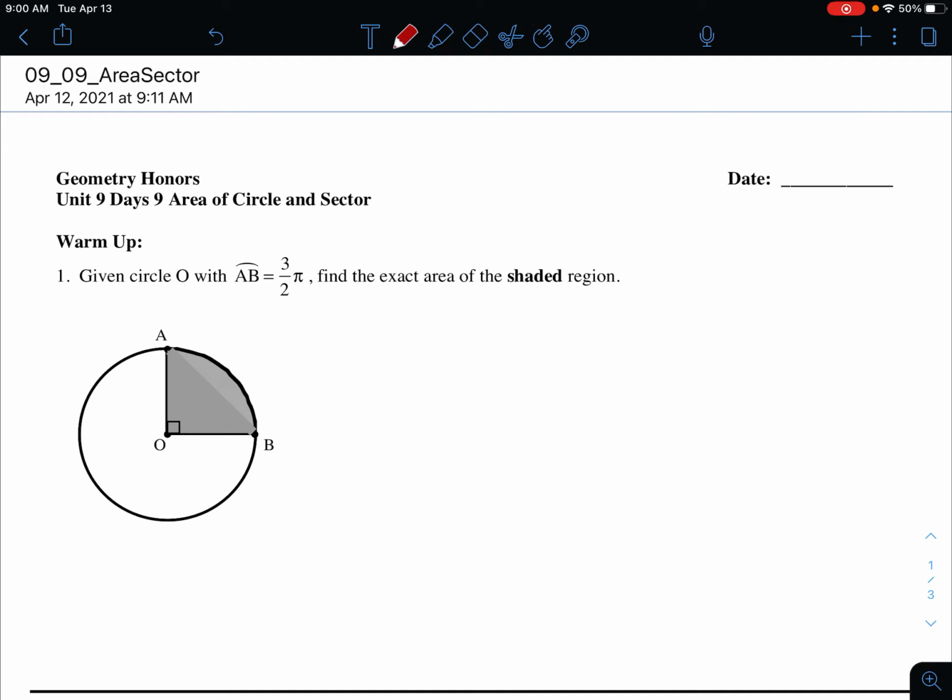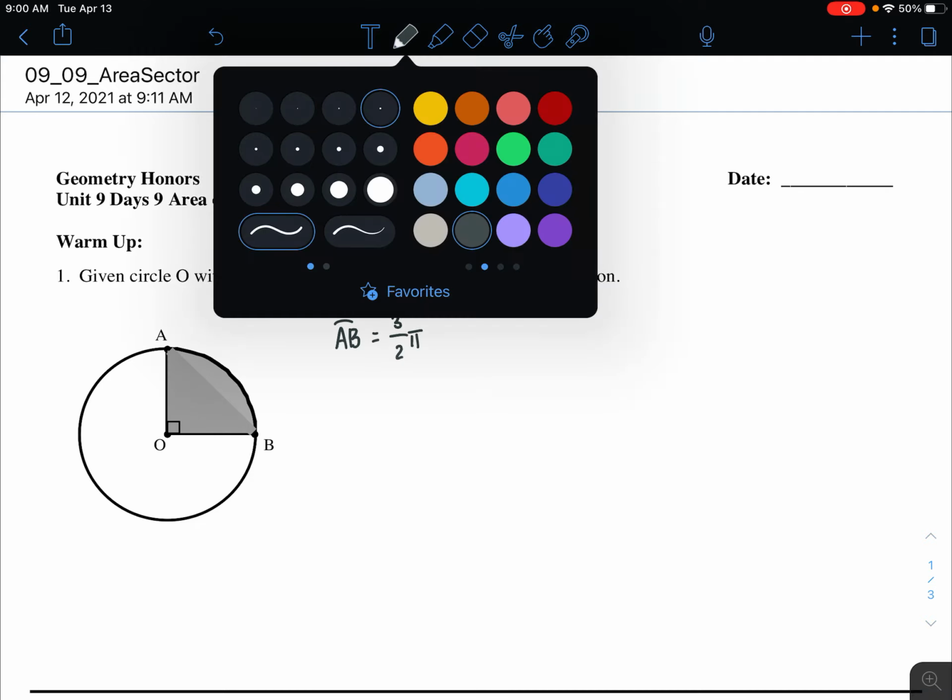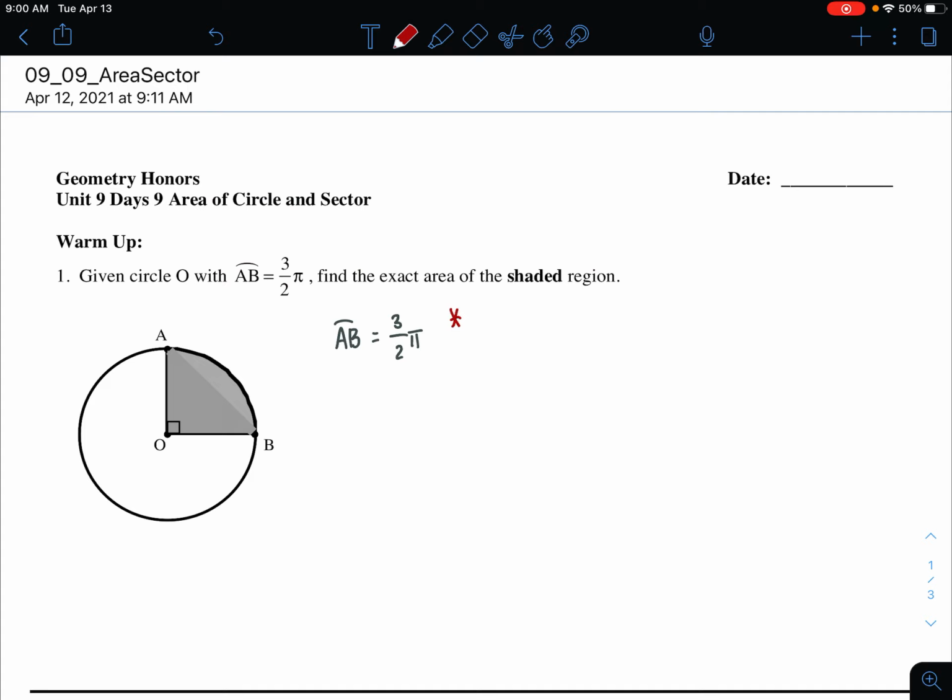So we were given that arc AB is 3 over 2 pi. That right here is our arc length. Now let's think about it. What are we going to need in order to find area? Well, we're going to have to do some subtracting, and we have a big circle, so we need to figure out what our radius is in order to help us.